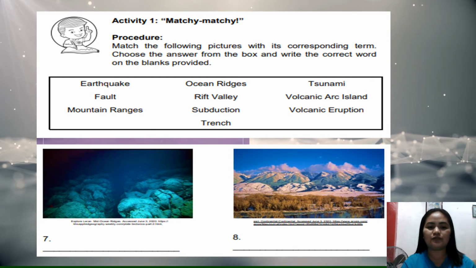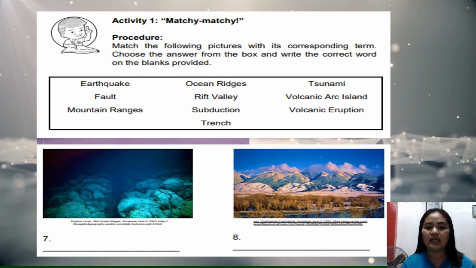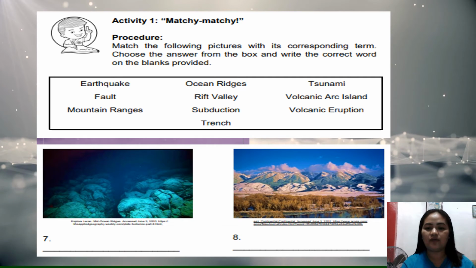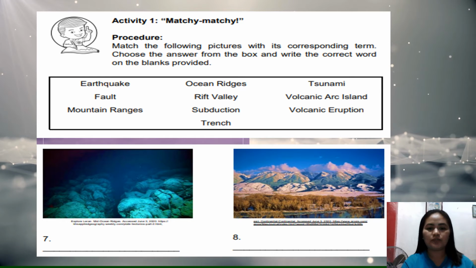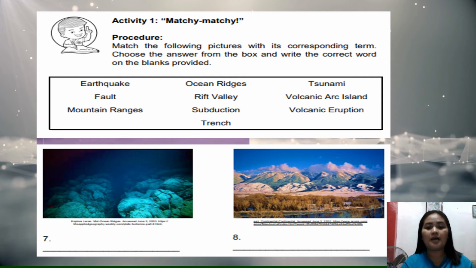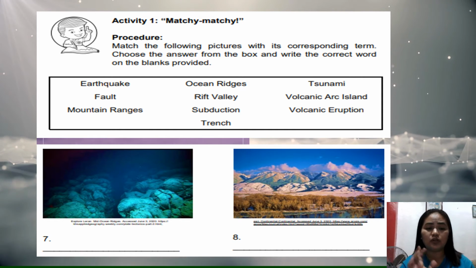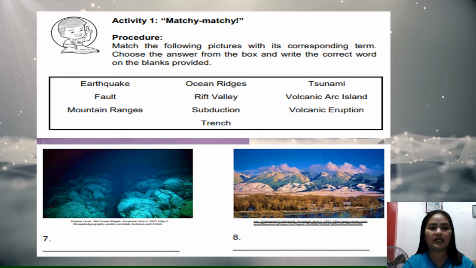How about in this divergence under the sea? What is formed? Pili-pili. And in number 8, very easy. This is just a group of mountains that are formed due to convergence between two continental plates. Okay, so that is, or those are number 7 and number 8.